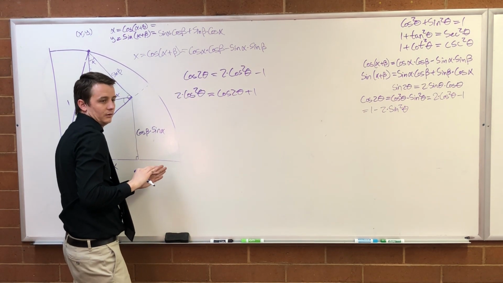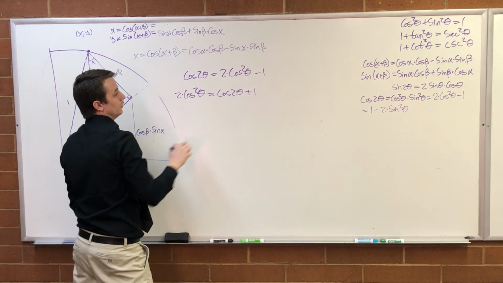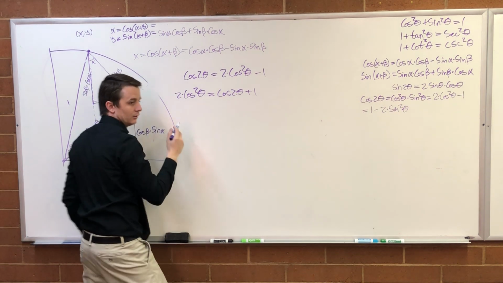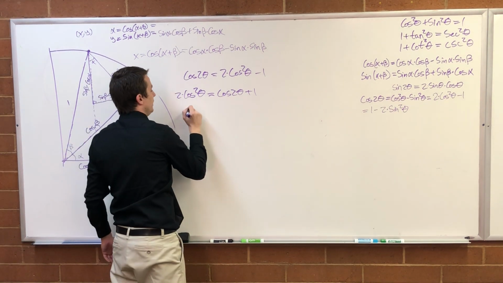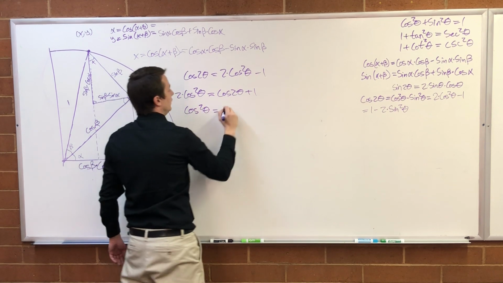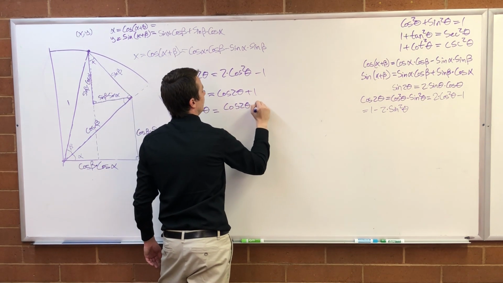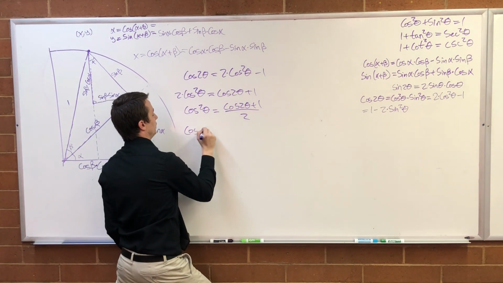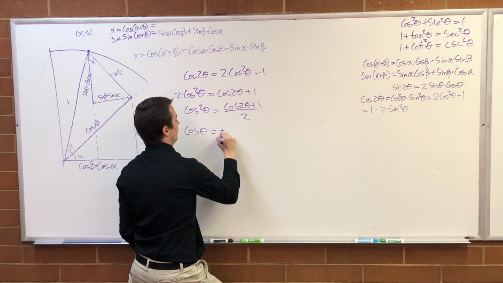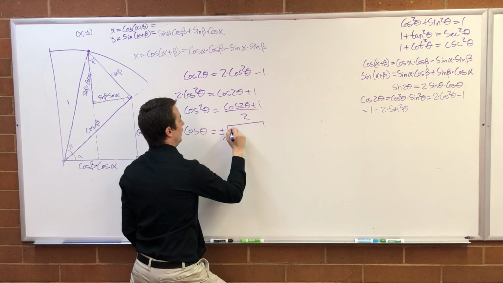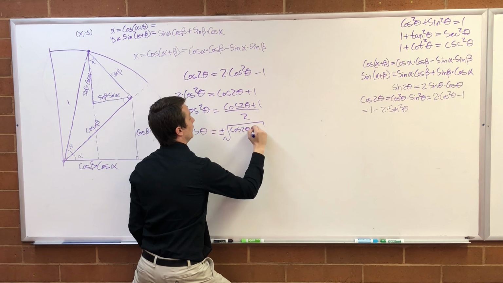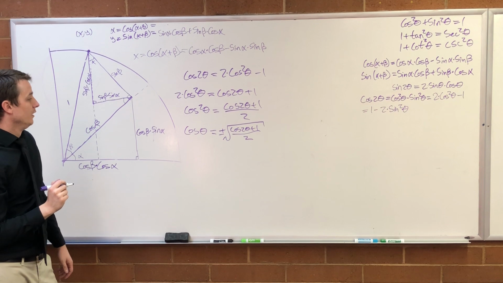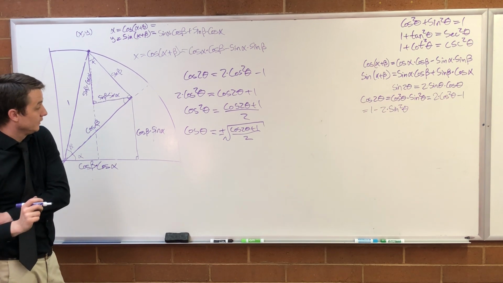So I moved the 1 over there and changed the order I wrote it. Just plus 1 over here, and I changed the order of the sides simply because I want this side on my left. Okay, divide both sides by 2. Now we get cosine squared of theta is equal to cosine of 2 theta plus 1 over 2. Take the square root of both sides, and we get cosine of theta is equal to plus or minus the square root of cosine of 2 theta plus 1 over 2. That's one way that you'll see the half angle identity.